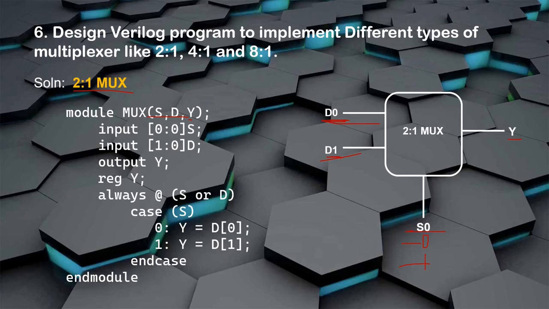And there are 2 cases. S value can be 0 or 1. In the zeroth case, Y value will be D0, which means that when the S value is 0, as I said, it will be pointing to D0. So Y value will be D0. Or else, if S value is 1, then it will be pointing to D1 and Y value will be D1 directly. This is the 2:1 multiplexer.